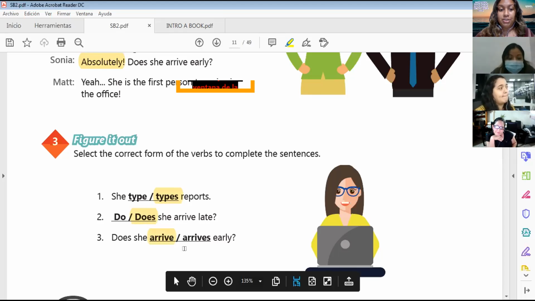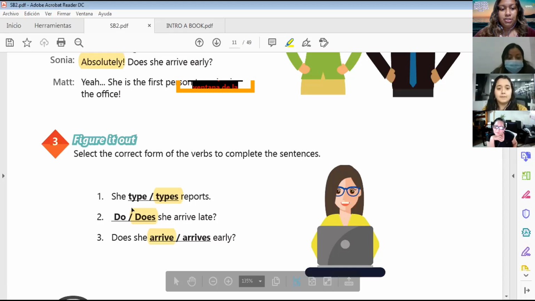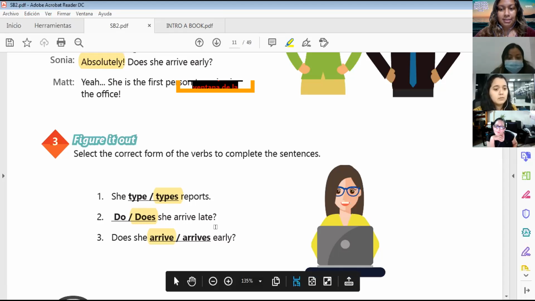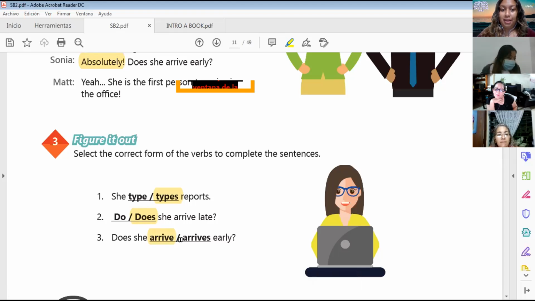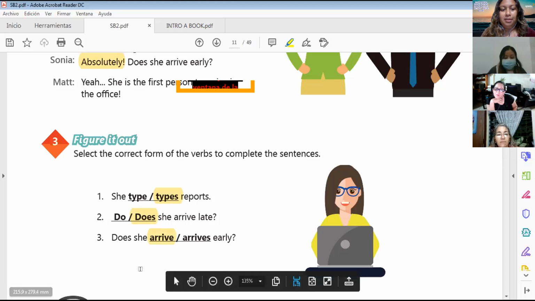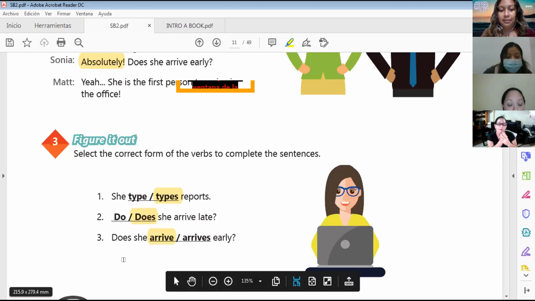Arrive early. When it's a question, the verb goes in the base form because we say does, you see? Okay, so she types reports. Does she arrive late? Yes or no? No, she arrives early. Good. Number three. Does she arrive early?